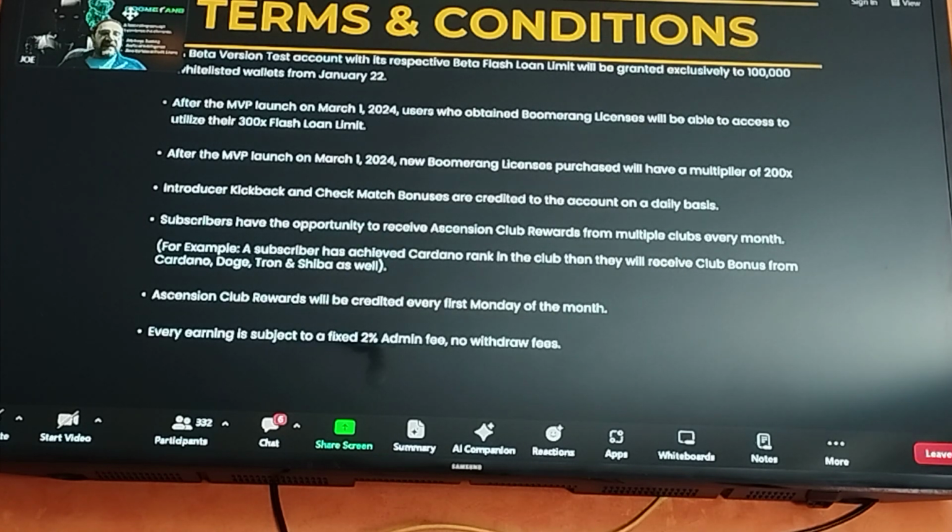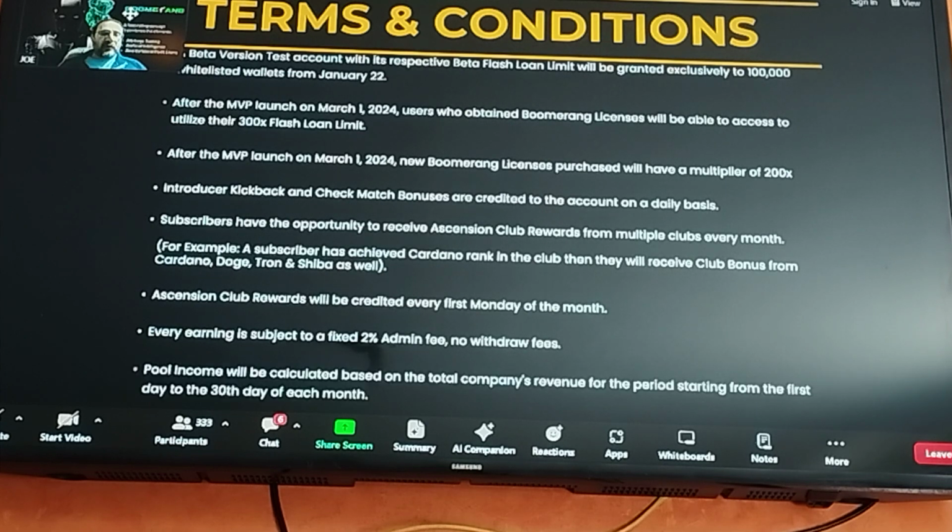Every earning is subject to a fixed 2% admin fee with 0 withdrawal fees. Now, this is talking about the income from the affiliate model, not from the mining or from the trading, purely from the affiliate model. And pool income will be calculated based on the total company revenue for the period starting from the first day to the 30th day of each month.